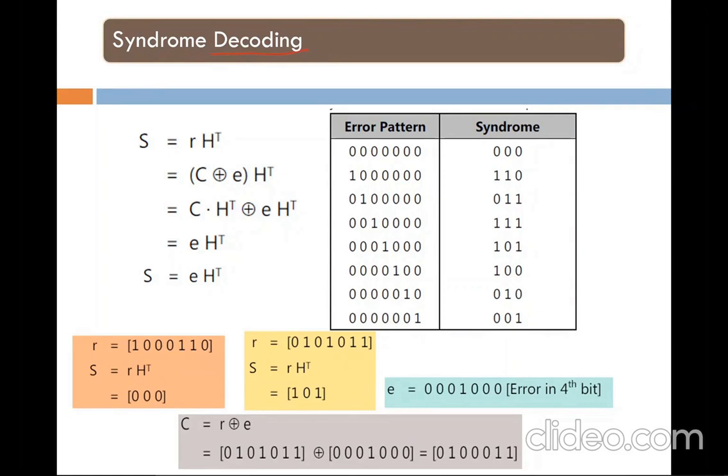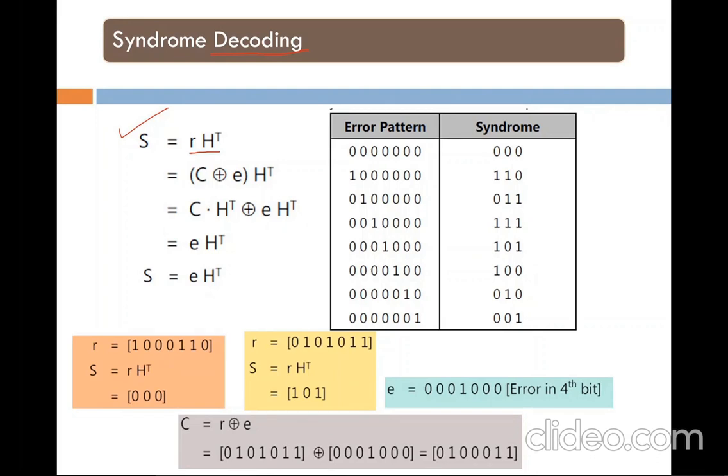So syndrome decoding makes use of this letter S, which indicates the syndrome, and the syndrome tells us whether the received code word consists of an error or not. In order to calculate the syndrome, we use this equation, R into H transpose. What is R? We transmit a word, a transmitted vector, right? And when we receive it, it's a received code vector, or simply a received code word.